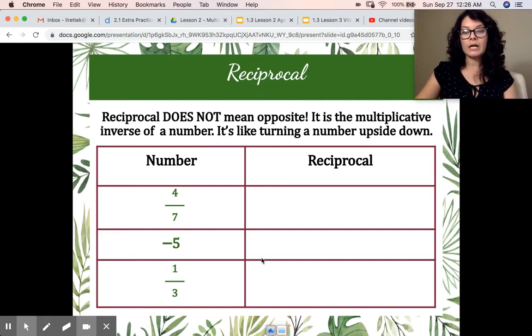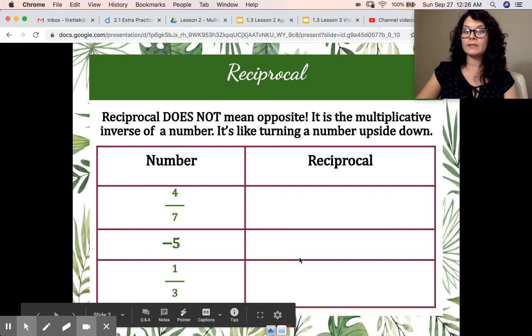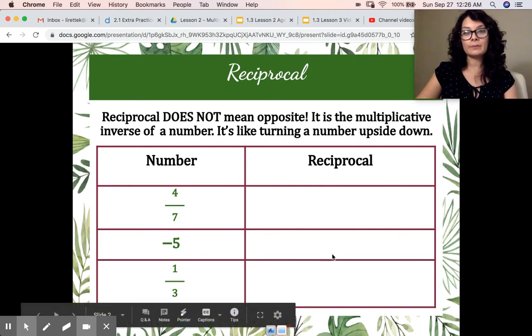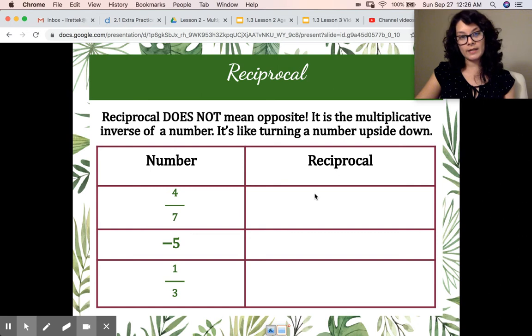So take a moment to copy all of the information that you see on this slide. It's important to understand that reciprocal does not mean opposite. A lot of my students in the past have thought that reciprocal and opposite mean the same thing. In mathematics, they are two different things. Opposite means you're changing the sign. So if it's positive, you're making it negative. If it's negative, you're making it positive.